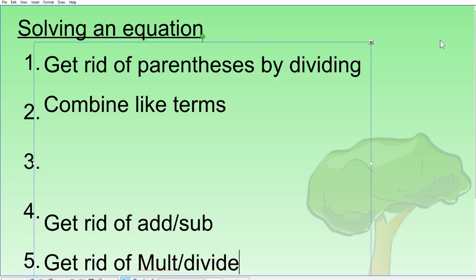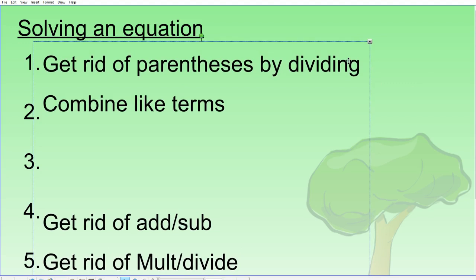Alright, so I typed it because my typing is probably prettier and quicker than my writing. So here's the 4 steps that we talked about already. Step 1 was you get rid of the parentheses by dividing. Step 2 is you combine like terms. Step 4 was you get rid of the add and subtract by doing the opposite. Step 5 is get rid of the multiply and divide by doing the opposite.